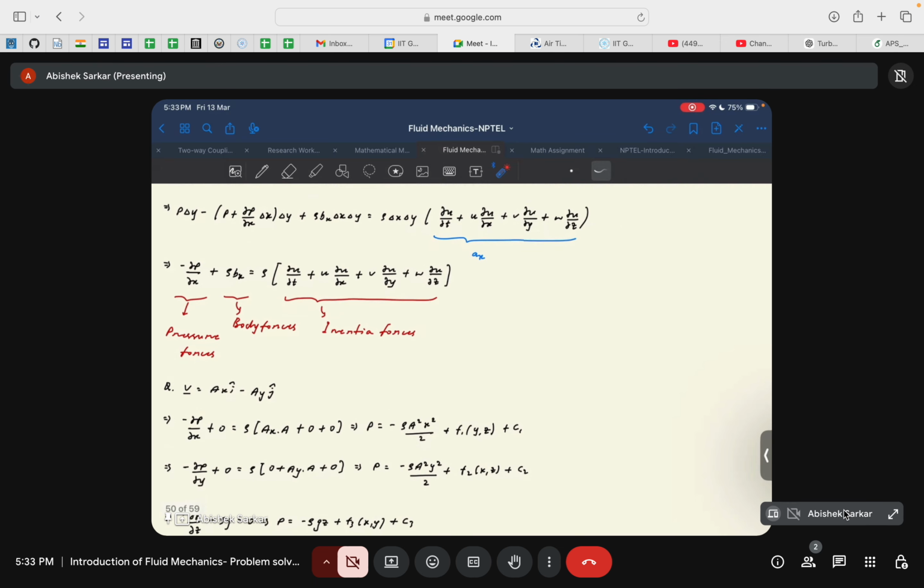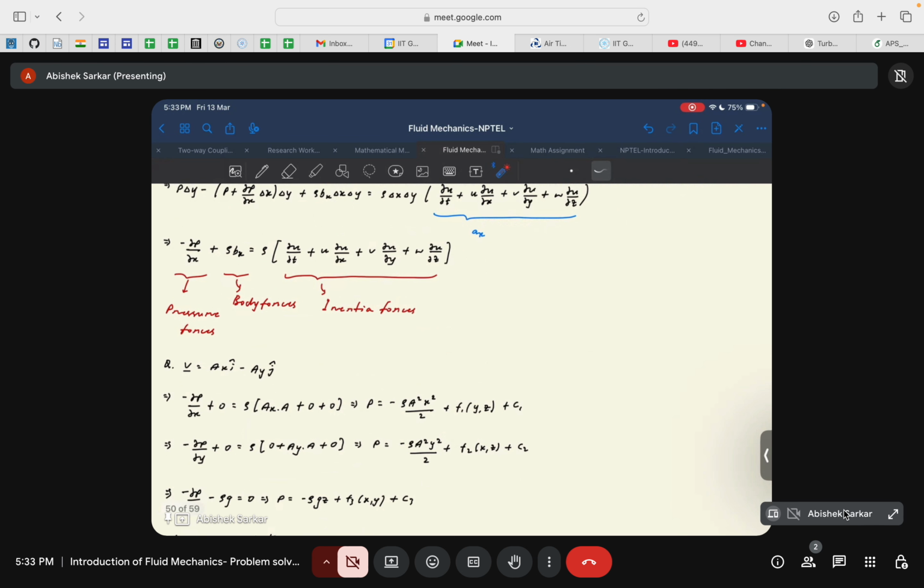dou u by dou t plus u dou u by dou x plus v dou u by dou y plus w dou u by dou z. Now if you simplify this equation, you will see that these terms get cancelled out. If you cancel out delta x delta y from all the terms, what you will get is minus dou p by dou x plus rho bx is equal to rho times dou u by dou t plus u dou u by dou x plus v dou u by dou y plus w dou u by dou z.